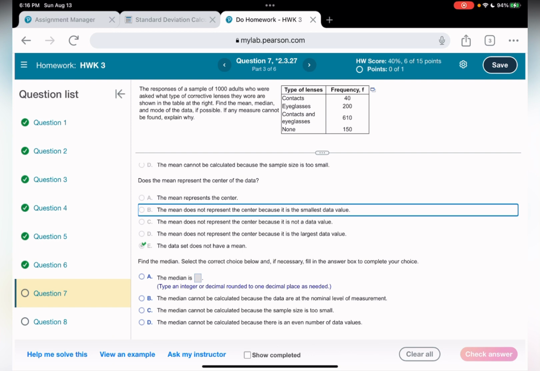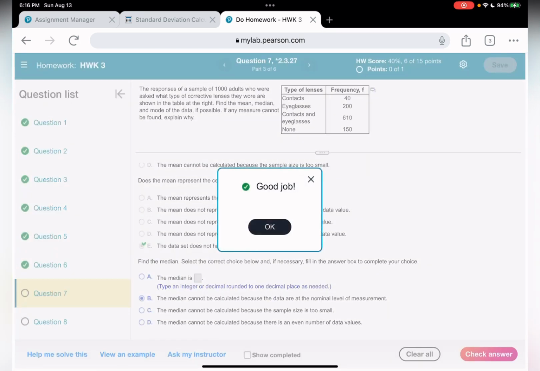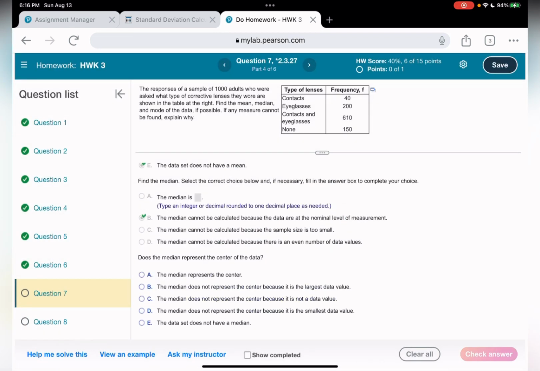Find the median. Well, again, median cannot be calculated because data are on nominal level. Remember what nominal level means? We have labels, something that you can't count. You can't find the average between contacts and eyeglasses and so forth. And those are frequencies, how many of each of them. So in this entire set, type of lenses, you can't find a mean or median.